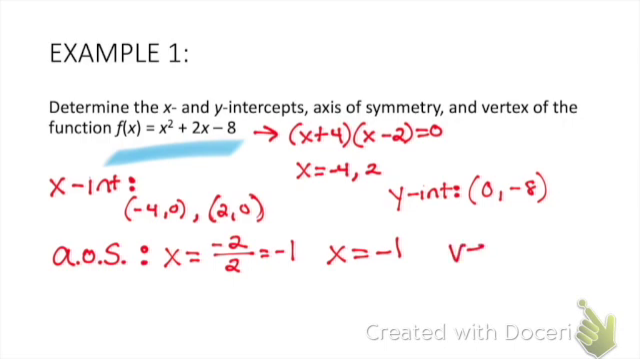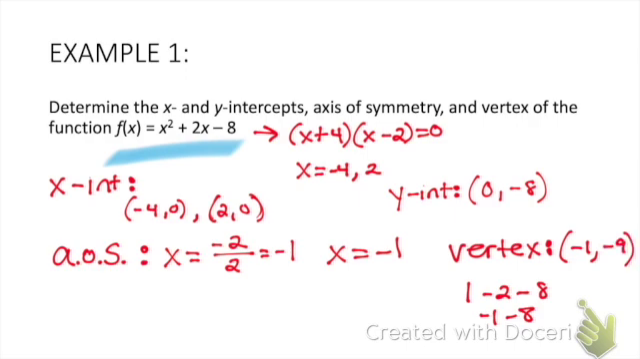which then puts my vertex at -1. If I plug in -1, -1 squared is 1, -2 minus 8, so -1 minus 8, so -9 would be your vertex. Okay? Easy enough. Given a function, we can come up with all that information.